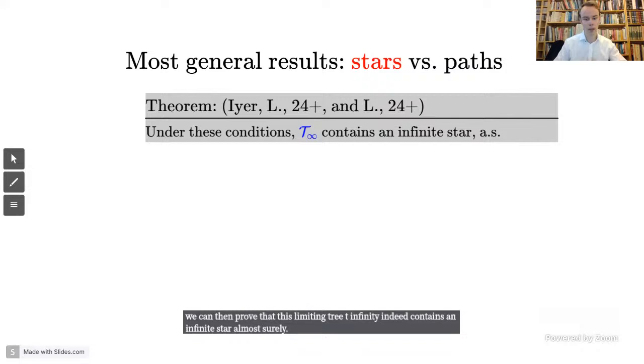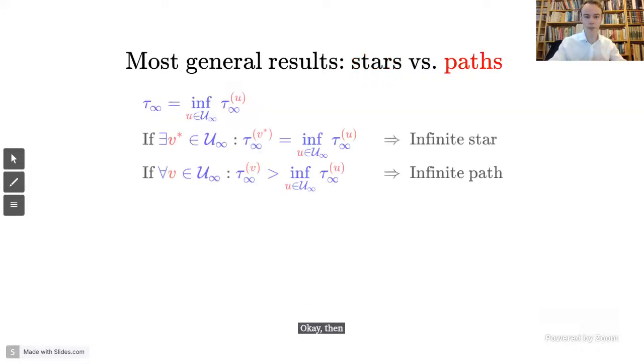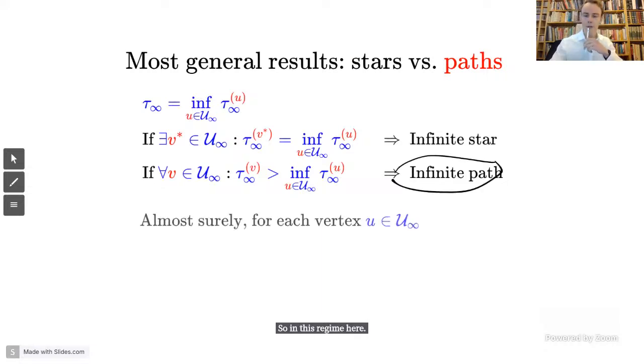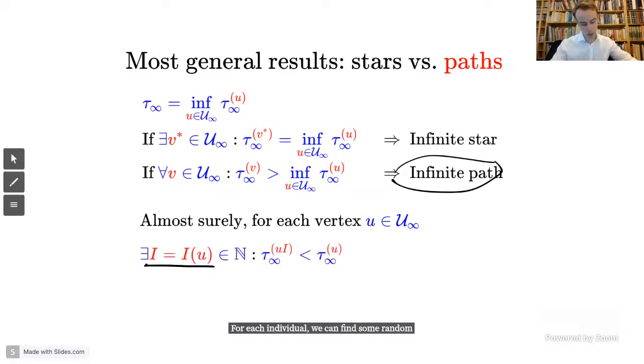Okay, then what about these paths? So in this regime here, suppose that the following is true. Suppose that for each individual, we can find some random index I, such that individual ui, which is child number I of u, produces an infinite number of children before u does. And we can find such a child for each individual u in the Ulam-Harris tree.